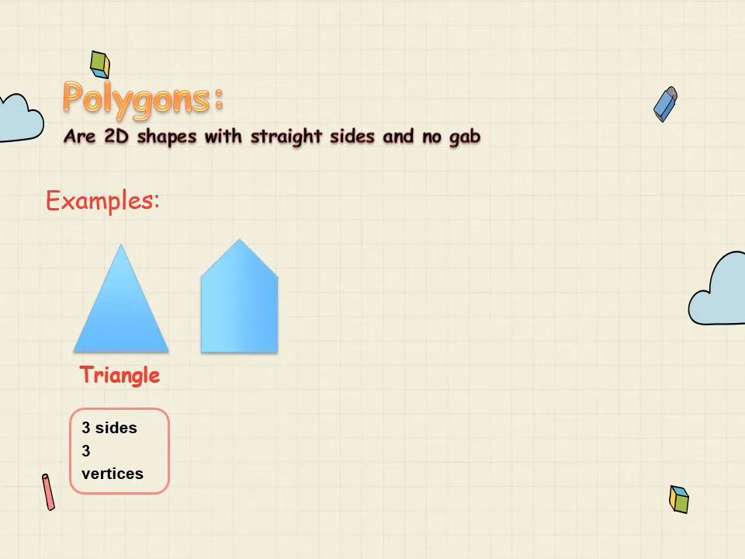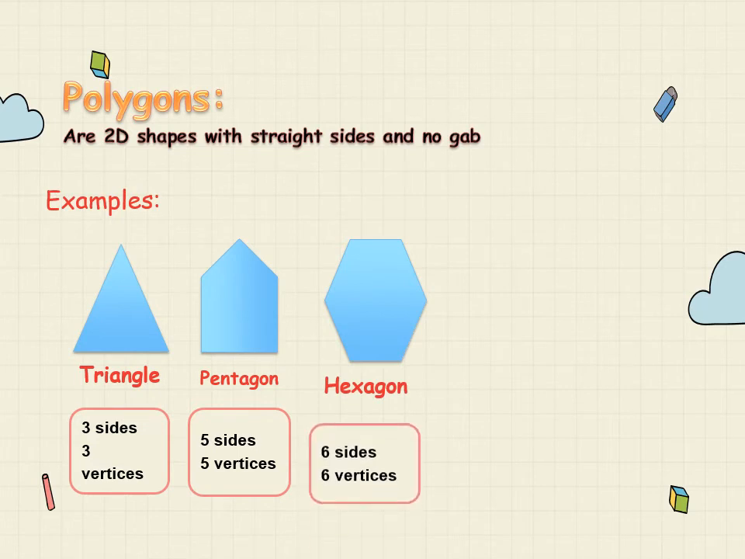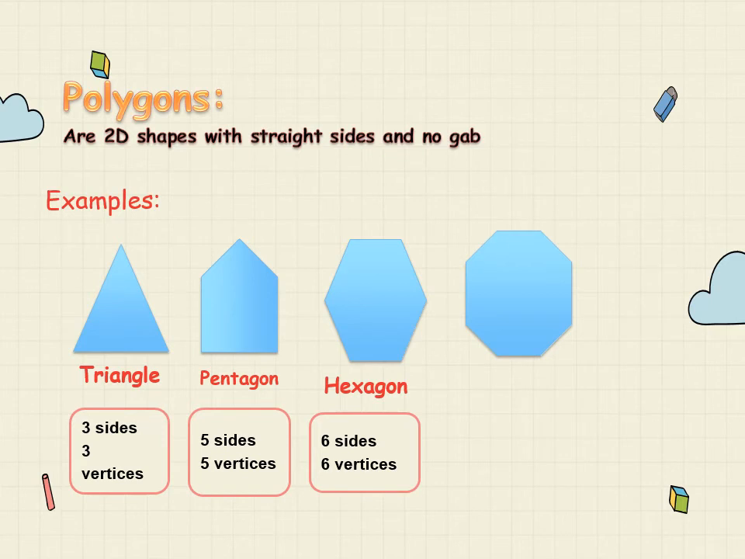The next shape, okay, what is this? It's a pentagon. It has 5 sides and 5 vertices. It's also a polygon. The next shape, 1, 2, 3, 4, 5, 6. It's a hexagon. Hexagon has 6 sides and 6 vertices. Okay, and this is an octagon. Octagon has 8 sides and 8 vertices.